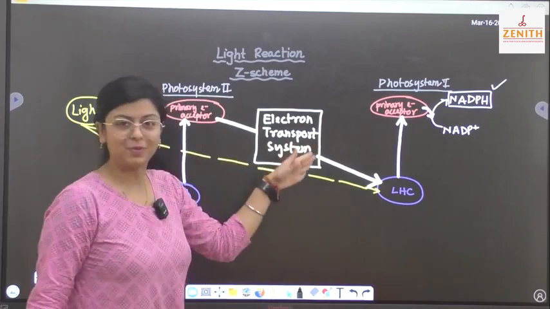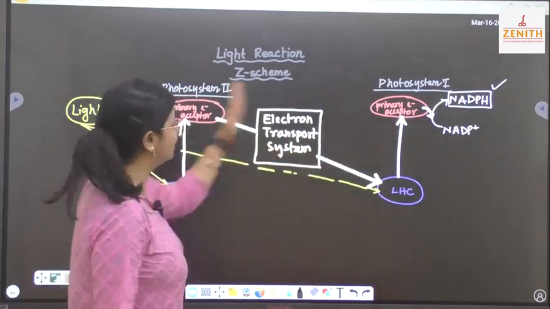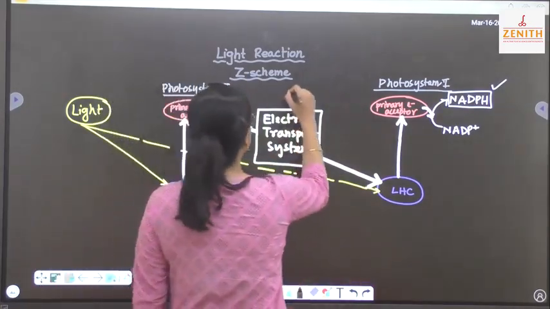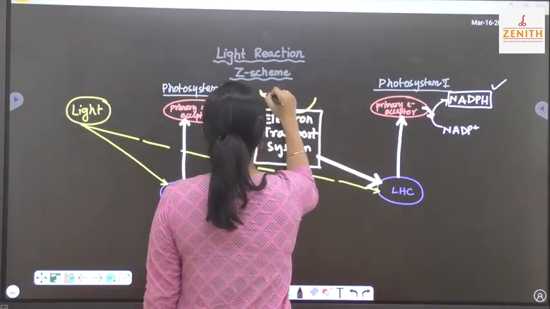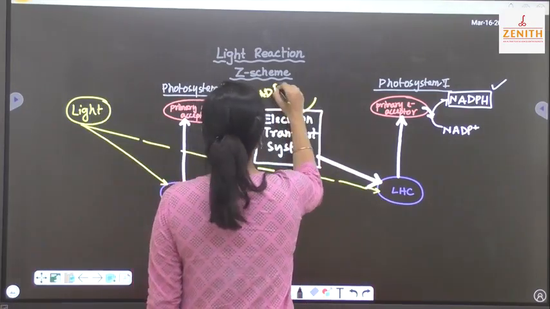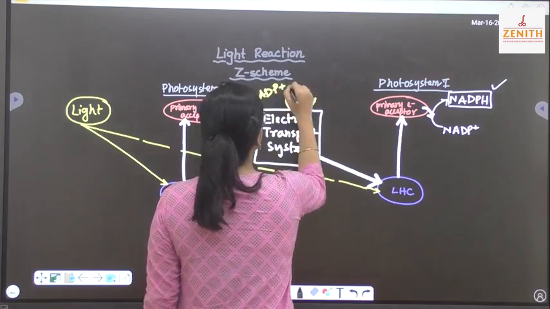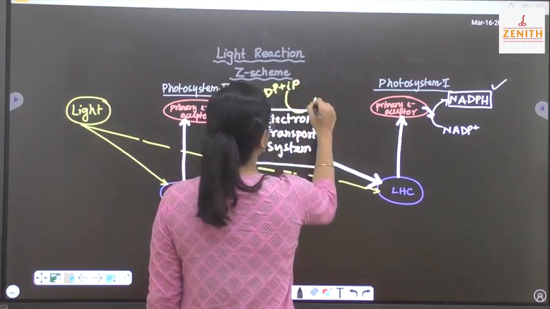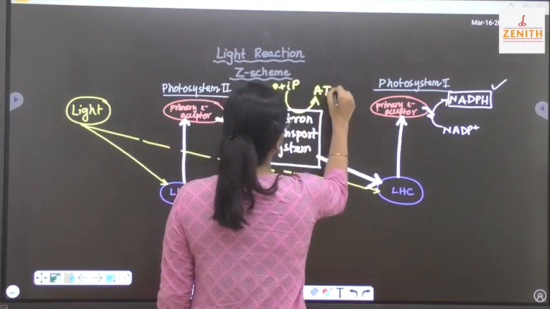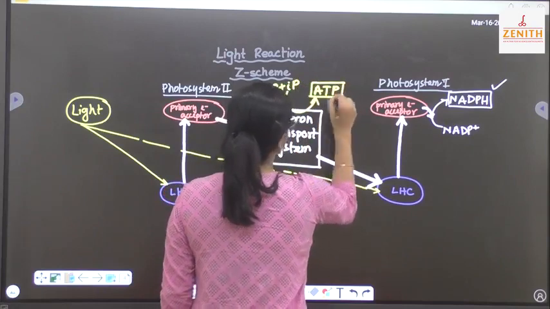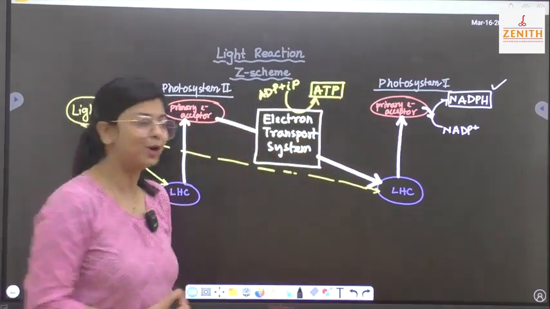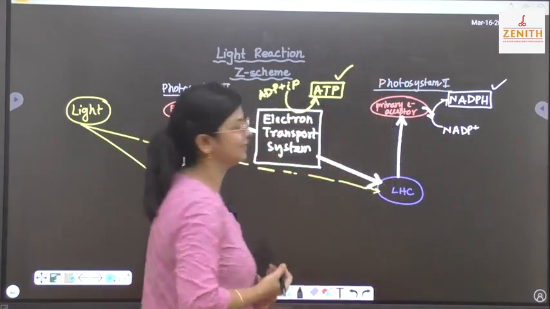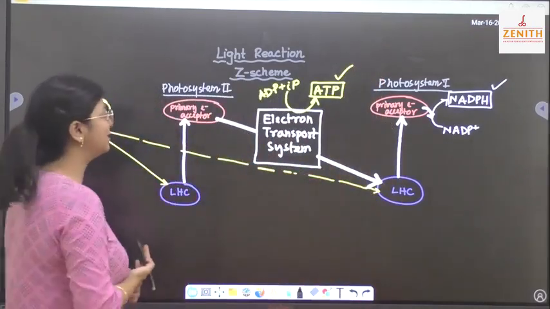So during this time, when electron is passing from here to here, at this time, ADP, which you know, adenosine diphosphate, is associated with inorganic phosphate, and it leads to the formation of ATP, that is the energy currency. So we got our second product, that is the ATP. ATP is formed in this way.